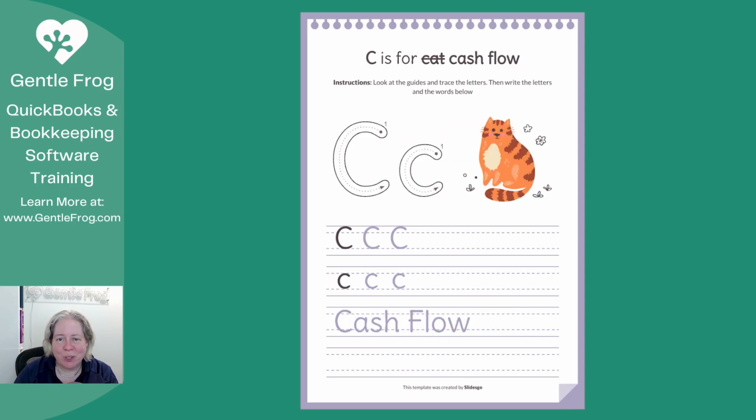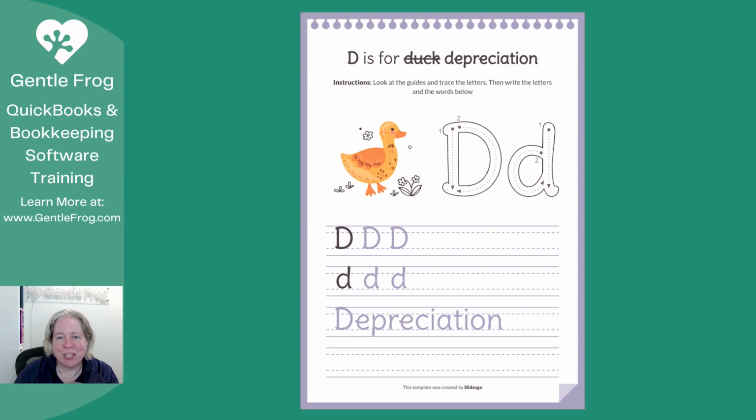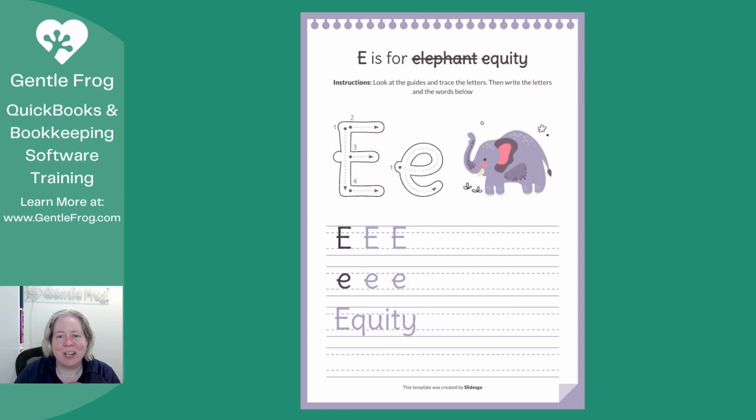C is for cash flow. Cash flow is just like it sounds. It's the money in and money out. It is the flow of your cash. D is for depreciation. When your tax preparer files your taxes, you might have assets on your balance sheet that are depreciated. E is for equity. Equity is the difference between your assets and your liabilities on your balance sheet. It's also a representation of what the value of your business is.